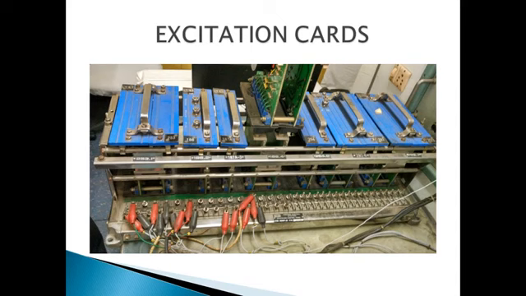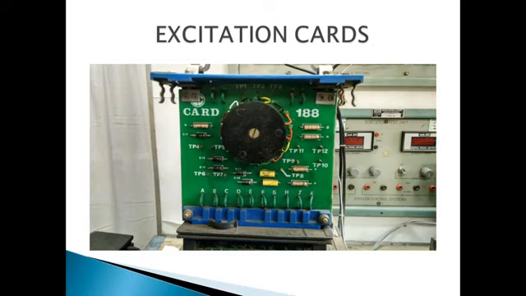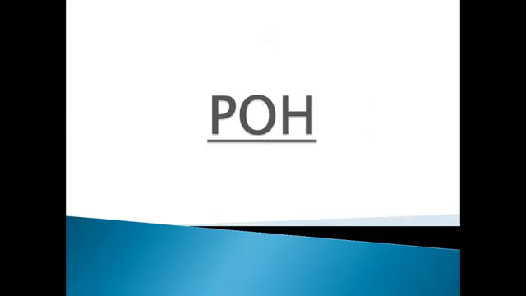These are the 7 excitation cards. This is card number 188, or PWM card. Now we will learn about the periodic overhauling of the excitation control panel.